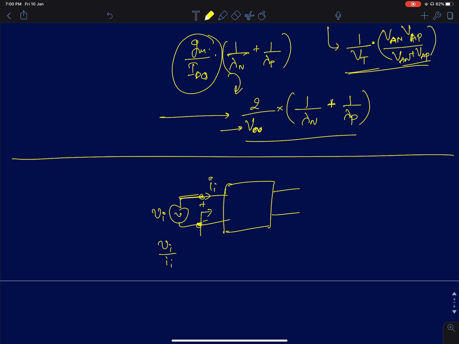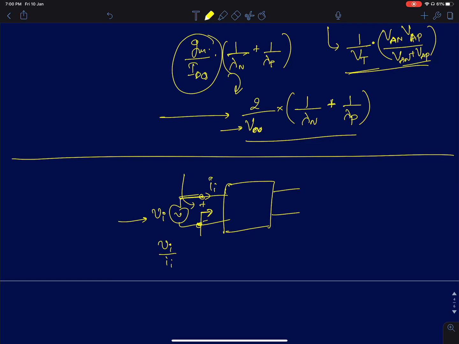Now, why do we turn off all the independent sources everywhere else? It's because we don't want to see the influence of any other energy providing element in the circuit. We only want to study the impedance between these two points when you're powering this input terminal by a voltage source. Okay. So that's why we turn off all the other sources.